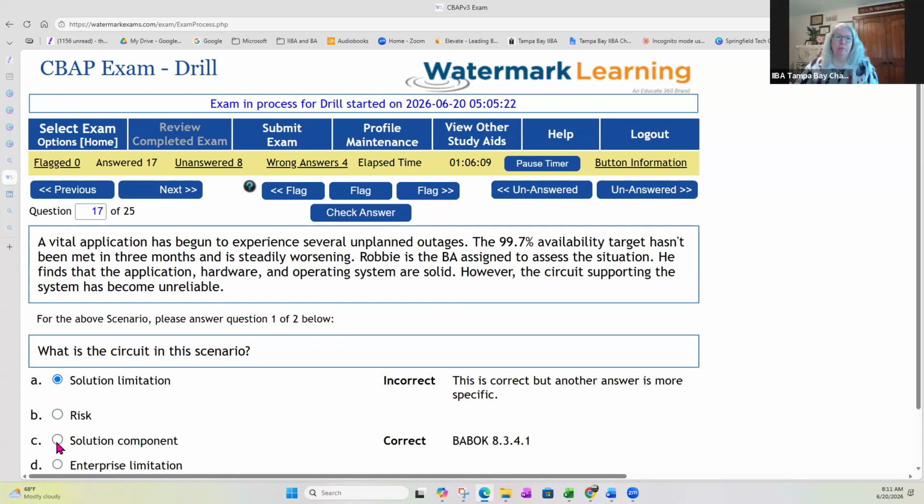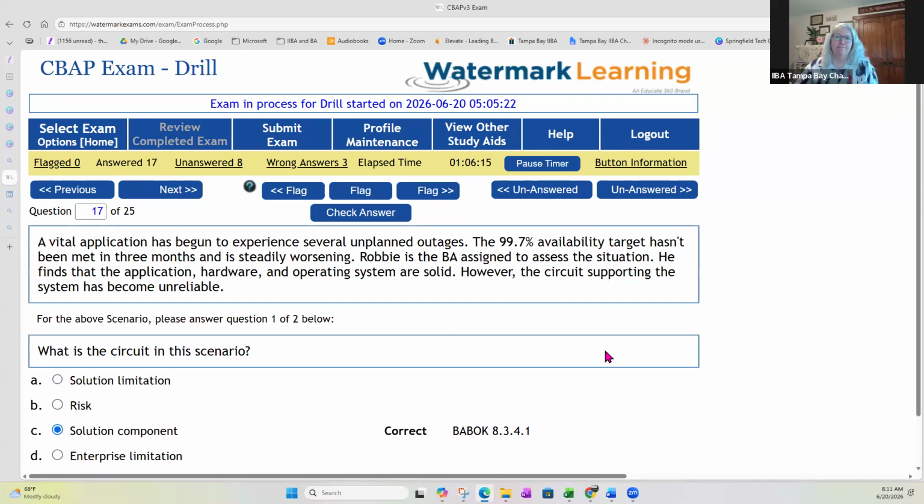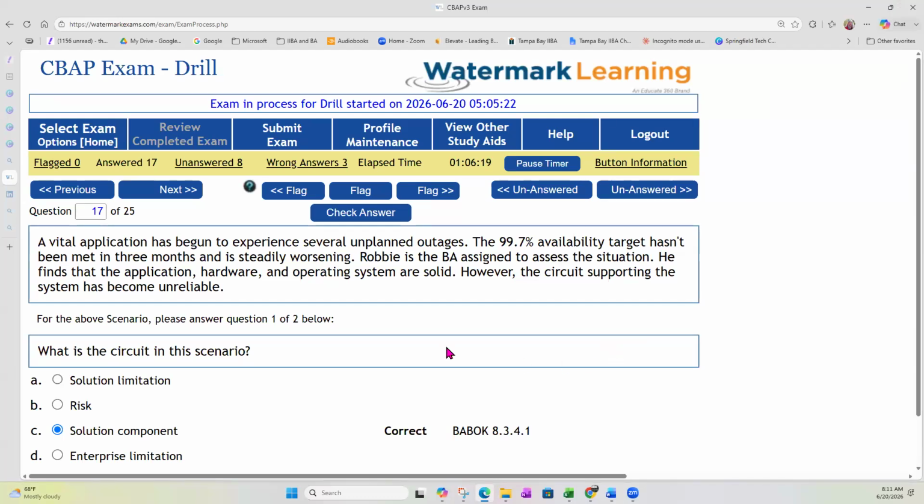Solution component describes what the circuit is, not just a solution limitation. Does that answer your question, Amarachi? Yes, it does. Okay.